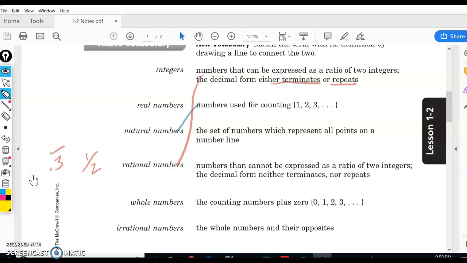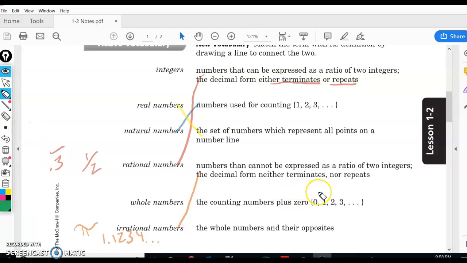Let's look at another one. The set of numbers which represent all points on the number line. So basically everything is real. Next one, numbers that cannot be expressed as a ratio of two integers. So if you cannot make it a fraction, it is irrational. Examples are like pi or like 1.1234... If it has the ... and it does not repeat, it is automatically irrational.